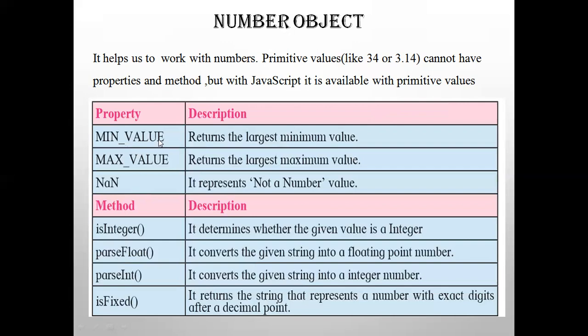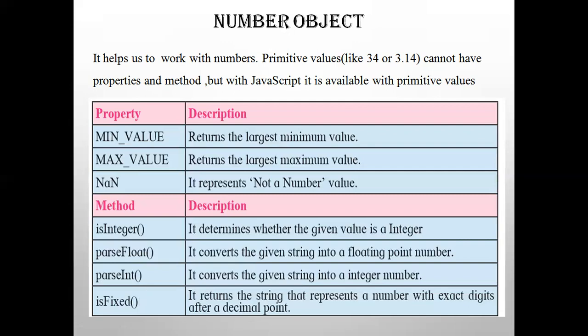MIN_VALUE is the first property. It returns the smallest minimum value. MAX_VALUE returns the largest maximum value. And NaN, it represents not a number value. These are the three properties in the number object. And there are four methods here.